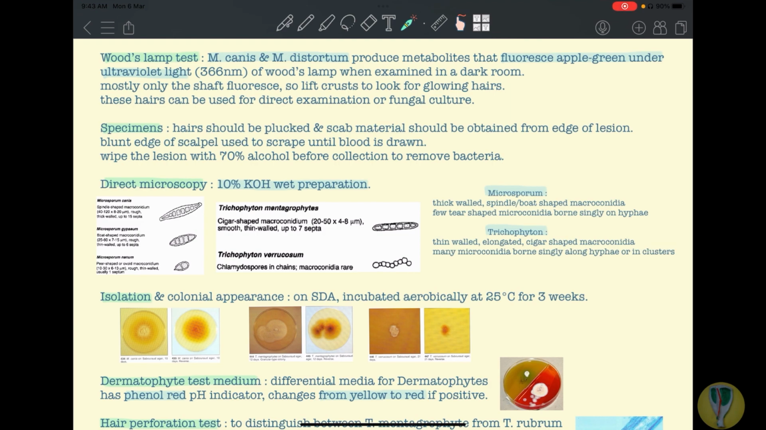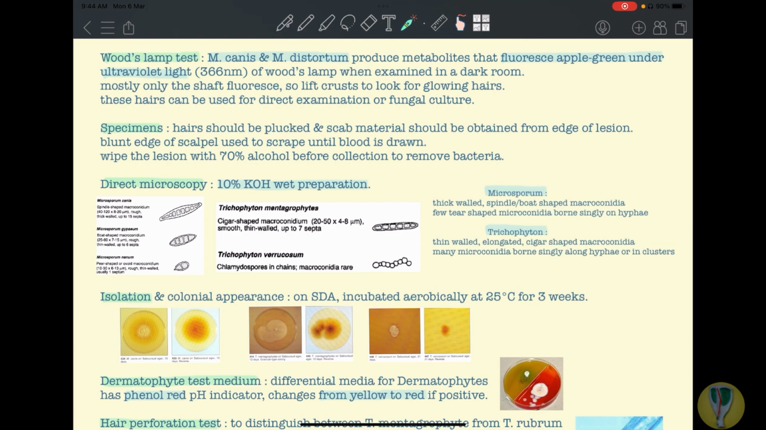And if you are worried about the contamination with bacteria, then you can wipe the lesion with 70% alcohol before collection of specimen. Then we go for direct microscopy. So you take the hair specimen, you take the skin scraping specimen, and you put it in 10% KOH solution. Okay, and then after 10 to 15 minutes you observe it under the microscope.